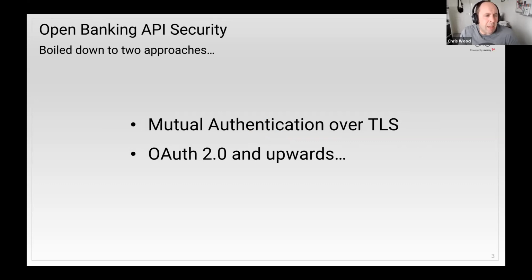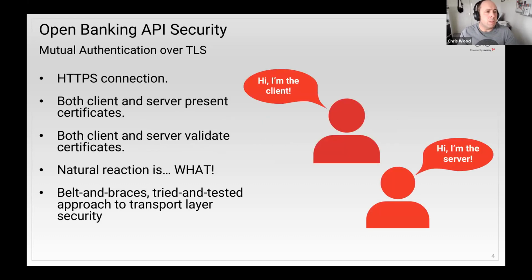But ultimately, you can really boil down API security in open banking down to two approaches. Number one is mutual authentication over transport layer security. Number two is OAuth and upwards. And what I mean is profiles on top of the OAuth framework. And I'll explain what that means, why this is the basic approach in the coming slides. So first we'll look at mutual authentication over transport layer security. I'll call that TLS from here.